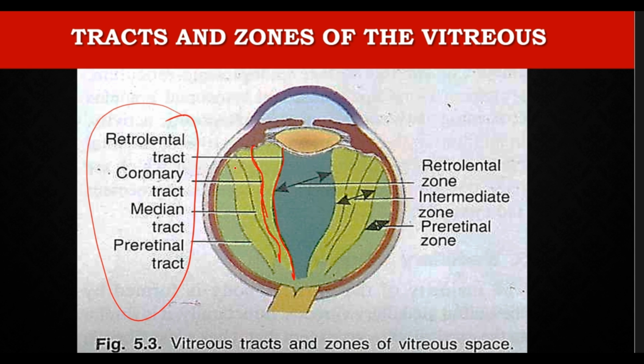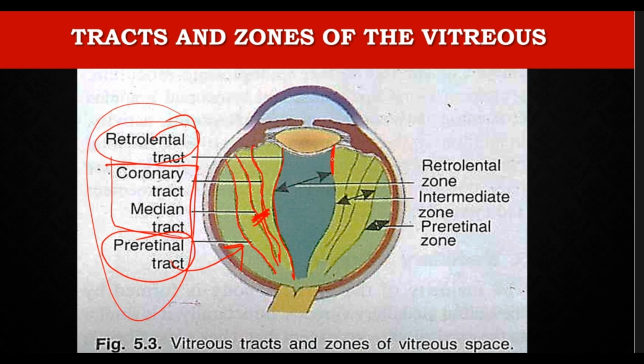Then you have a median tract, which is coming from the region of the pars plana, and then you have a pre-retinal tract, which is coming from the ora serrata, right? Now what you can remember is that the thicker ones are the retrolental tract and the pre-retinal tract. The coronal and the median tract, which are the middle tracts, are not as prominent as the other two, right? And therefore, when it comes to dividing the vitreous into zones, we basically consider only two tracts.